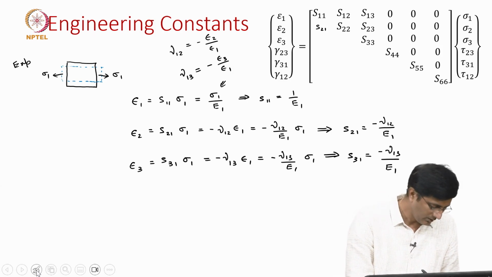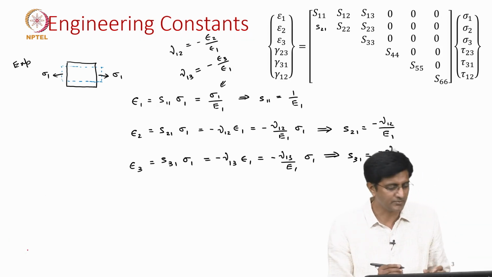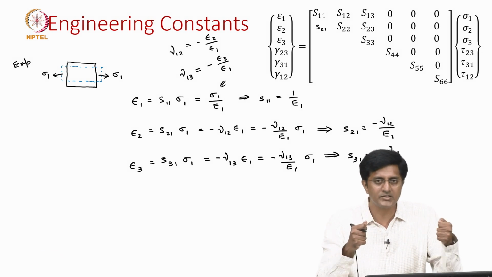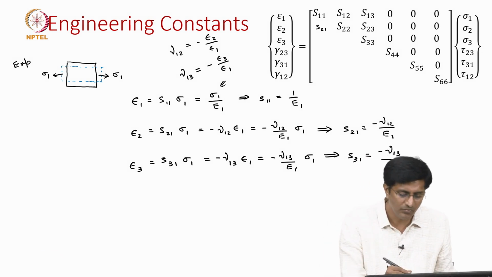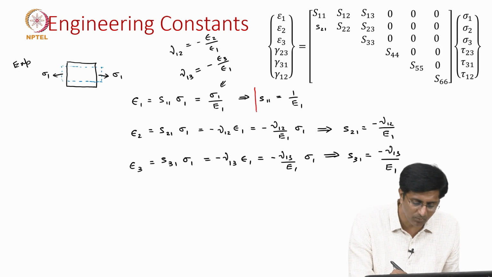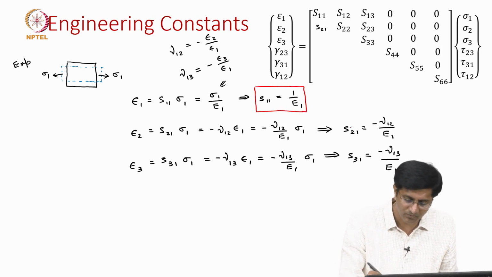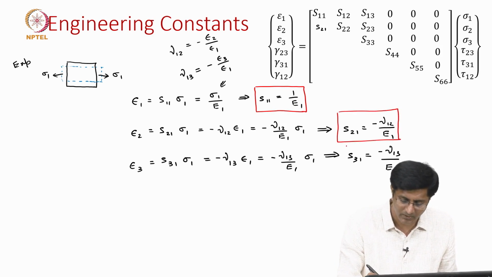So we notice that from this single experiment, where we have only applied a uniaxial load in direction 1, we are able to get 3 components of the compliance matrix. We are able to get S11, S21 and S31.